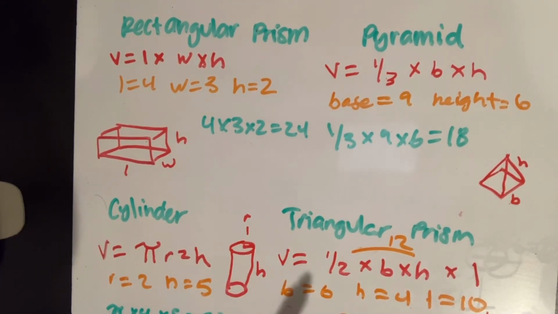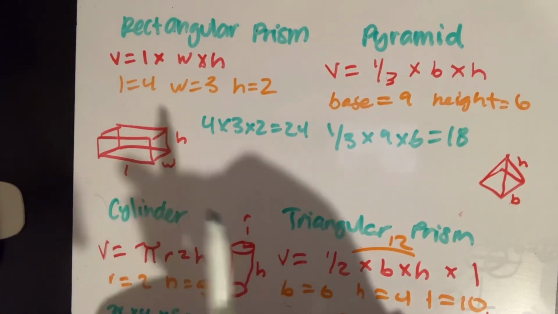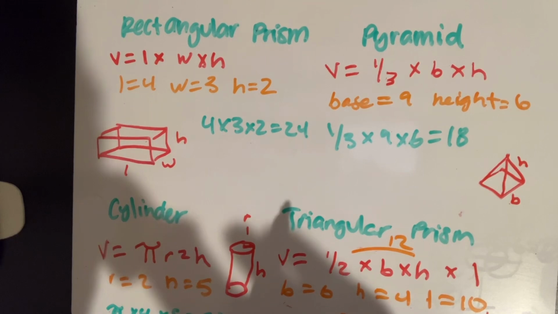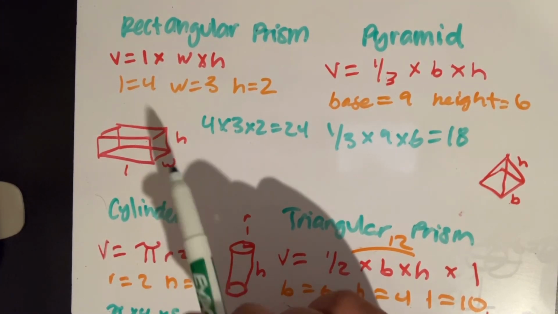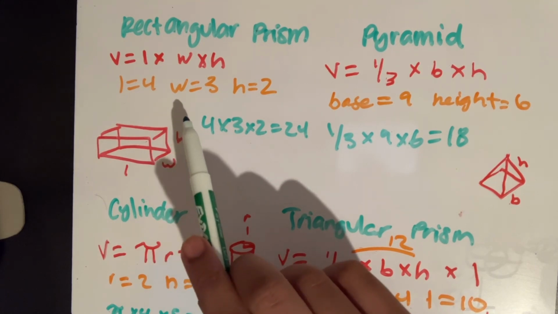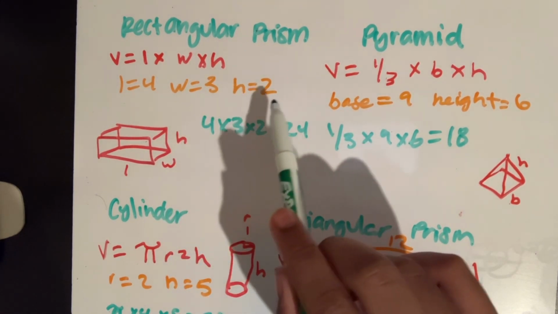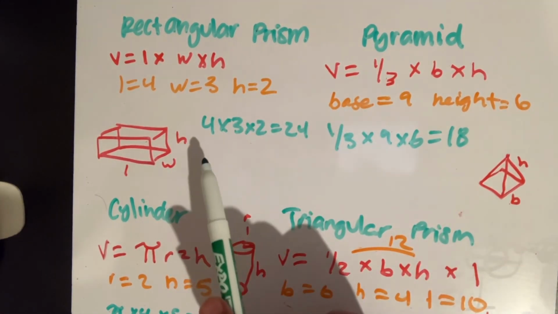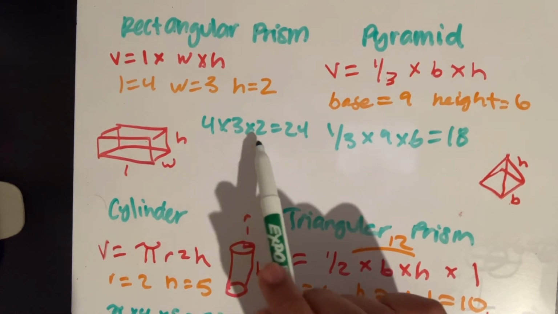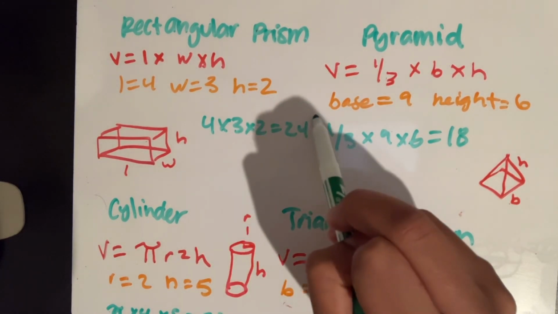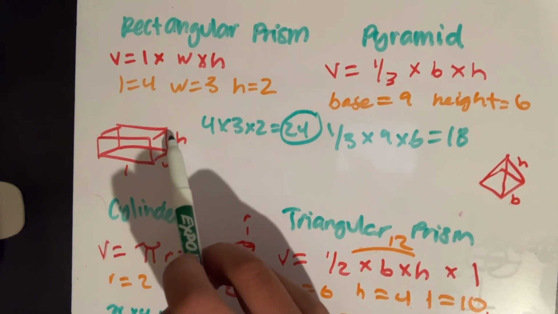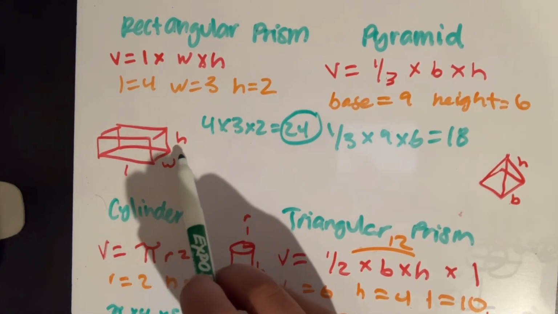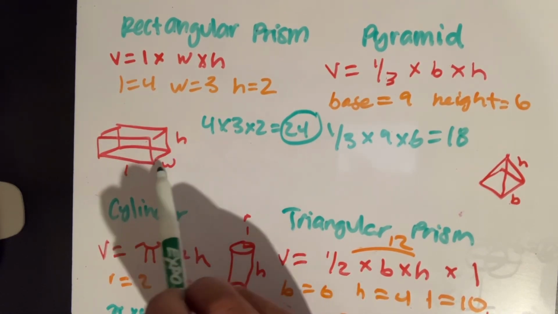The formula for a rectangular prism is volume equals L times W times height, or length times width times height. If the length was 4, the width was 3, and the height was 2, then we multiply all those numbers together to get a volume of 24. On a rectangular prism, the height is shown in the figure like this, width this, and length like this.